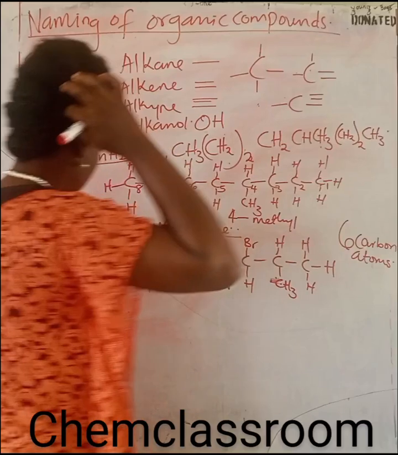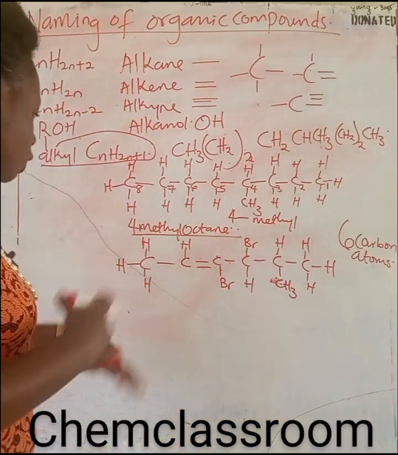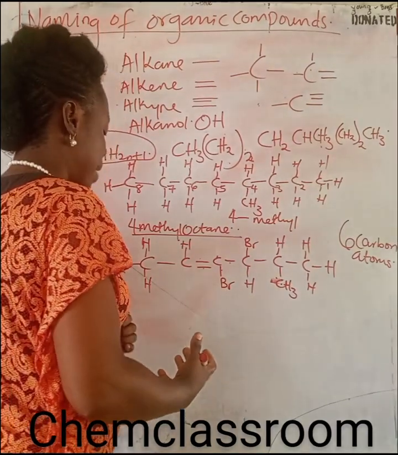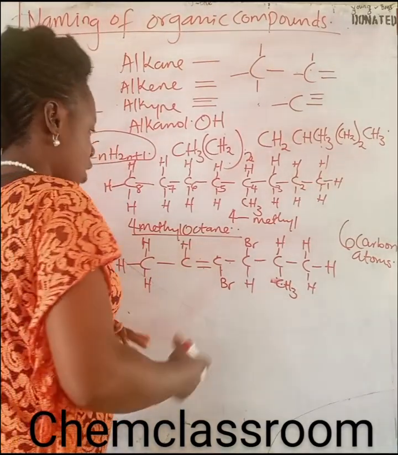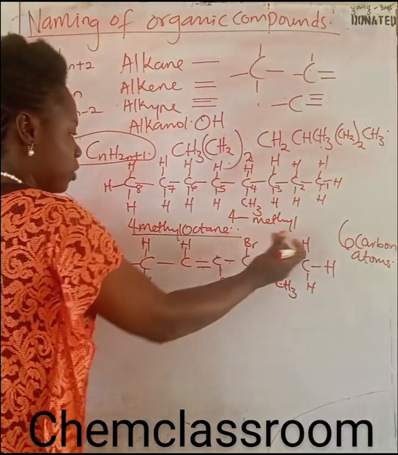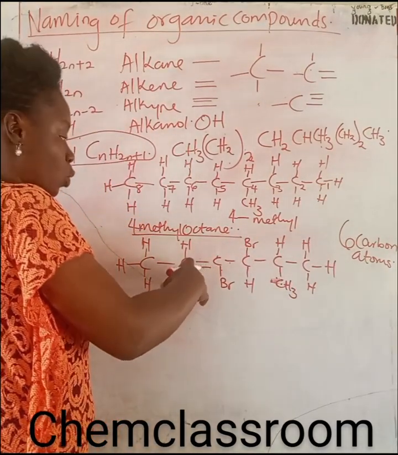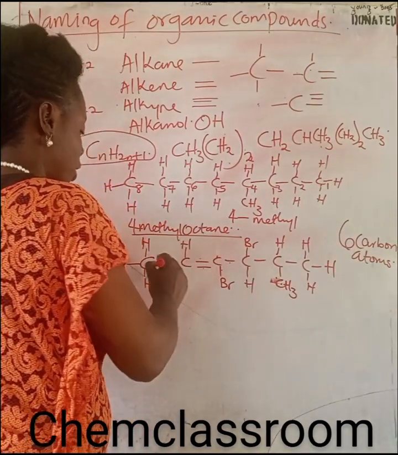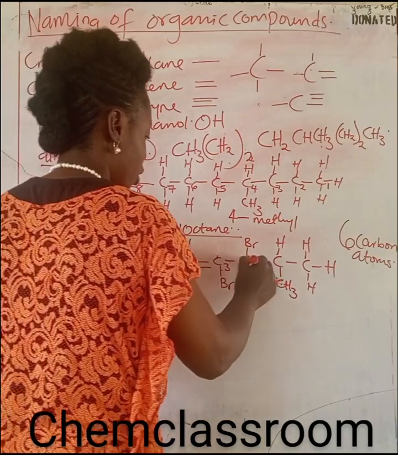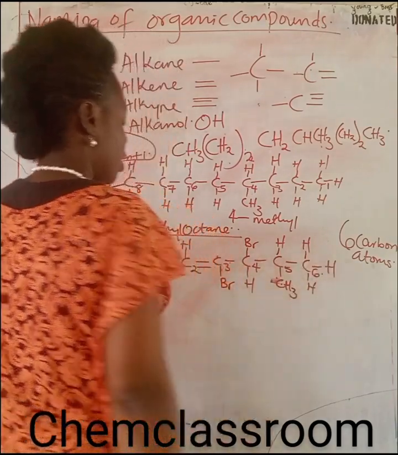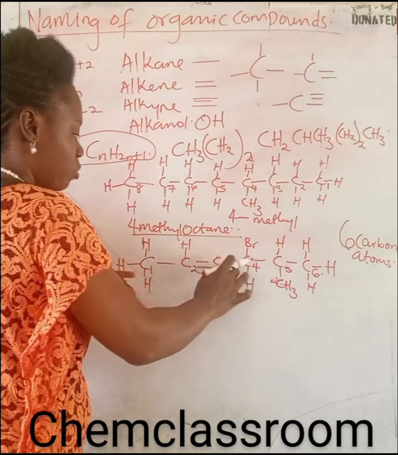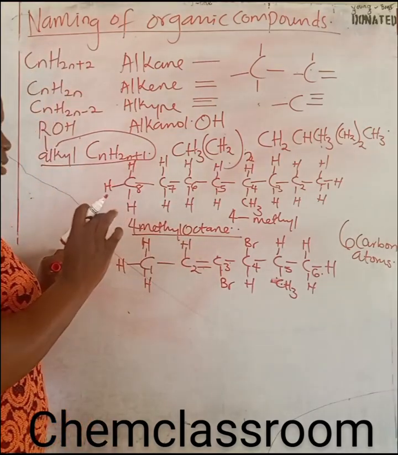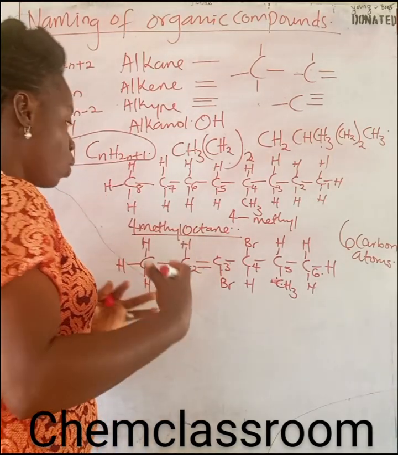Now let us check what are the things that we have on the structure. Now I'm going to number my carbon atoms. It will be wrong for me to number from this side, because if I number from this side, my double bond is going to have a higher number. If I number from the other side, the double bond position will be lower. So I have 1, 2, 3, 4, 5, 6. Between carbon 2 and 3, I have my double bond positioned, so I'm going to take number 2 as the carbon that is carrying the double bond.